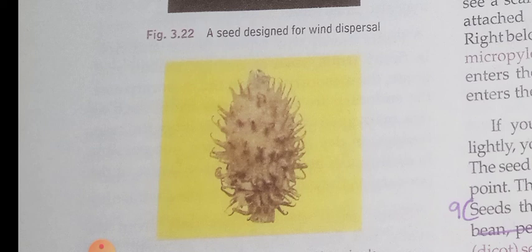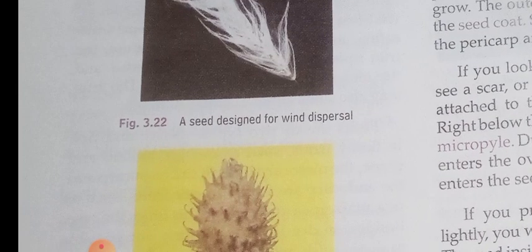Apart from this, even water can also help in seed dispersal. How? For plants such as coconut, lotus and others, the seeds float through the water and reach some other banks, and the new plant will be developed. That is about seed dispersal. Do you understand, children?